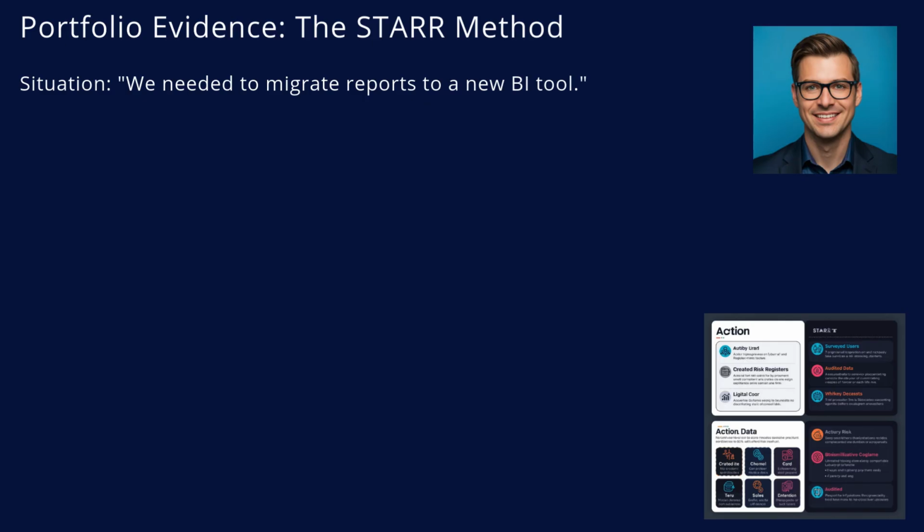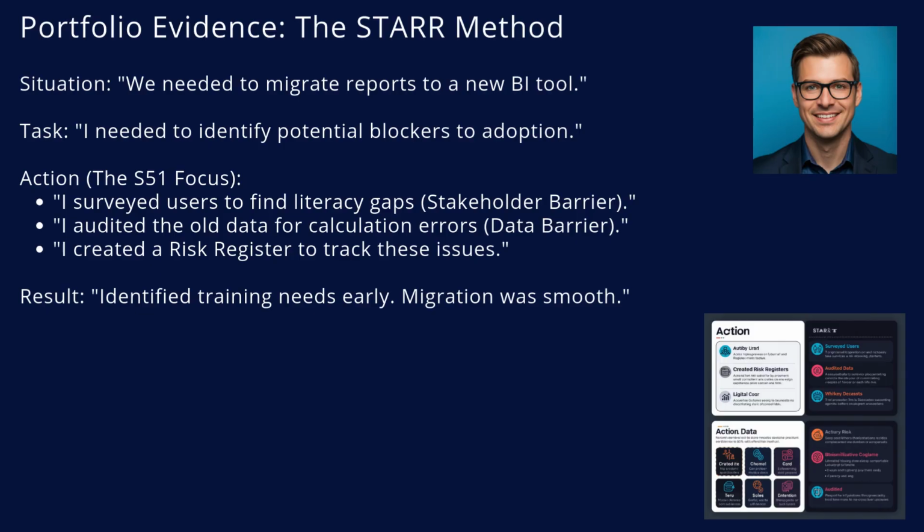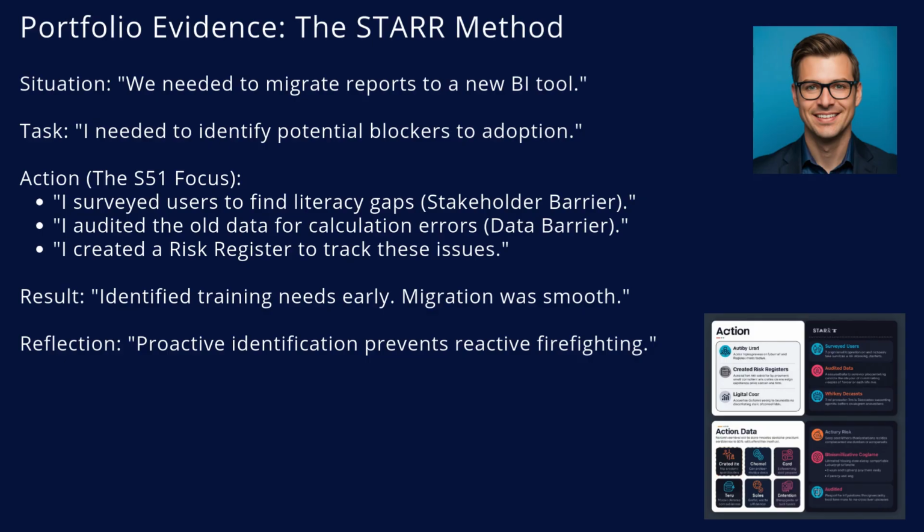For your portfolio, use STAR. This is the risk manager story. Situation: we were migrating our reports to a new Power BI system. Task: I needed to identify potential blockers that would stop the business from adopting the new tool. Action: I surveyed the users and identified a significant data literacy gap. They didn't know how to filter charts. I also audited the old Excel reports and found hidden calculation errors that would conflict with the new system. I created a risk register to track and manage these barriers. Result: we identified the need for training early. The migration was smooth because we fixed the barriers before launch. Reflection: I learned that proactive identification prevents reactive firefighting.